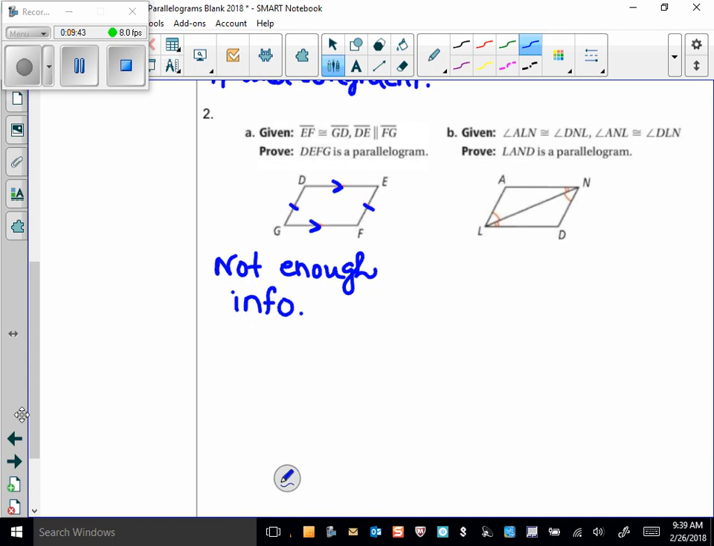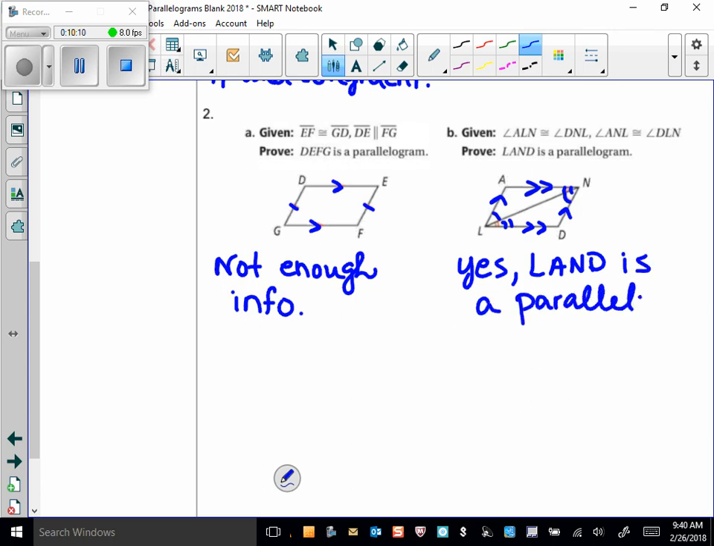And finally, I'm going to try to beat the bell. ALN congruent to DNL. This one's congruent to this one. What does that tell me? It tells me that's parallel to that. It tells me that's parallel to that. And that is enough information. I do know that LAND is a parallelogram by the definition of parallelogram.